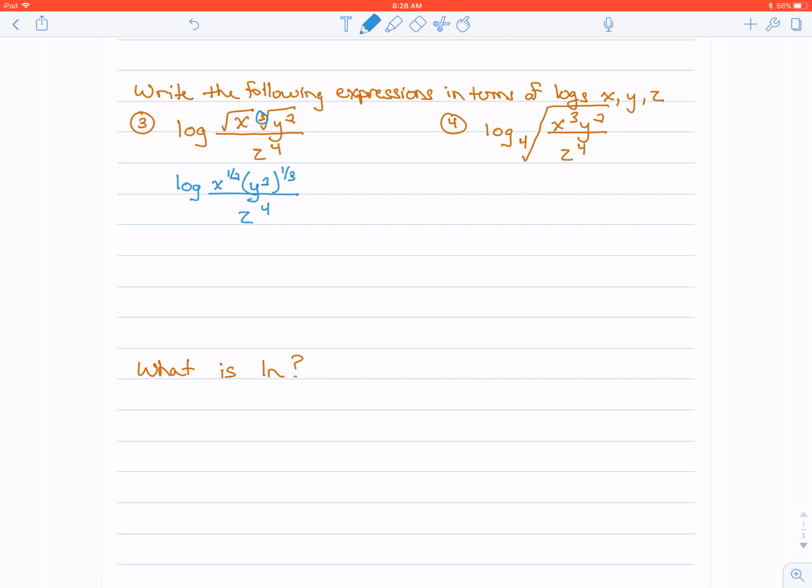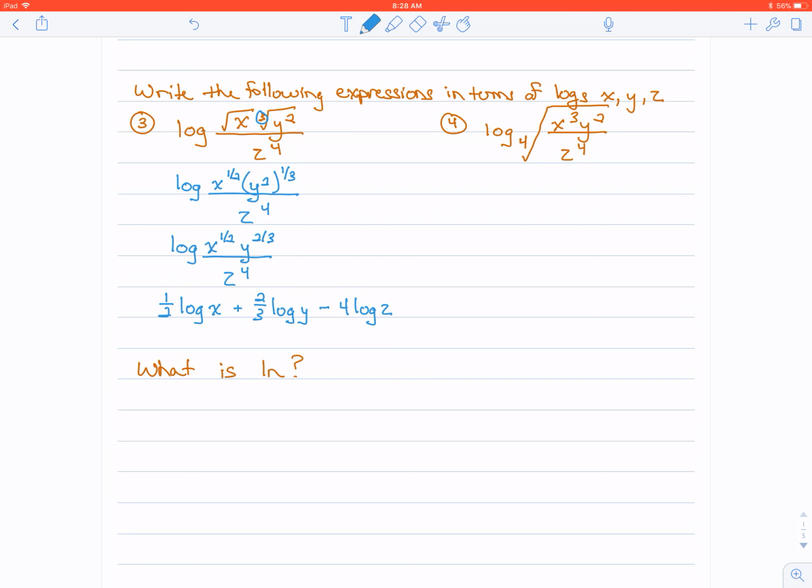Okay, so now let's fix this y cubed. The exponent rules are multiplying, so there's a lot of things that are going to be going on in some of these problems. So this will become log x to the 1/2, y to the 2/3 over z to the 4th. And now we can use all the log rules that we learned yesterday. So we get 1/2 log x plus 2/3 log y minus, forgot the exponent, minus 4 log z.